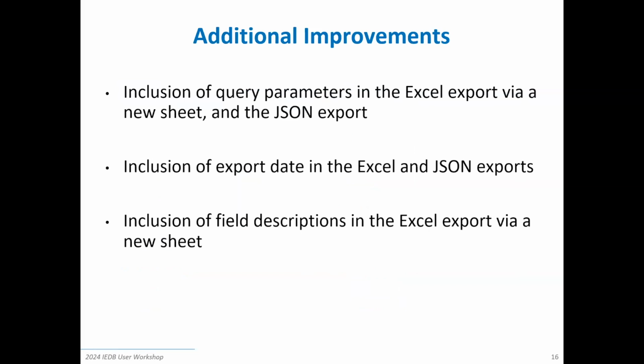Now, on top of the ability to customize your exports, which I explained, there's now inclusion of the query parameters in the Excel and the JSON exports. So you can go back and see exactly what you queried on in your previous query for that data set. You also have the export date in the Excel and the JSON exports. So if you regularly visit the IEDB, you can see what data we've added between two time periods, and quickly tell, okay, this one was run on this date and this one was run a month later or something.